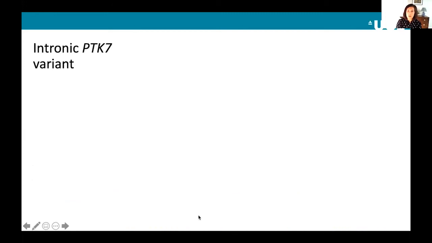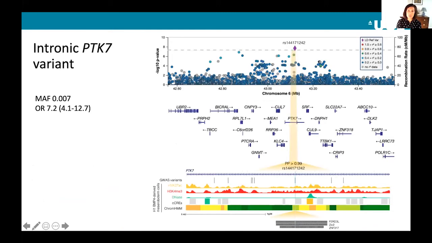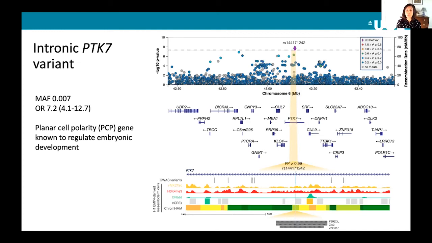Now, the likely causal variant at the chromosome 6 locus is found in an intron of the gene PTK7. This is a rare variant with an odds ratio of 7.2, so a large effect size. This variant was found to intersect with a transcriptionally active region in mesendoderm cells, as well as transcription factor binding sites, suggesting it may have a regulatory role. PTK7 is known to be a planar cell polarity gene, which regulates embryonic development via the non-canonical Wnt pathway and has been linked to neural tube defects and scoliosis before.